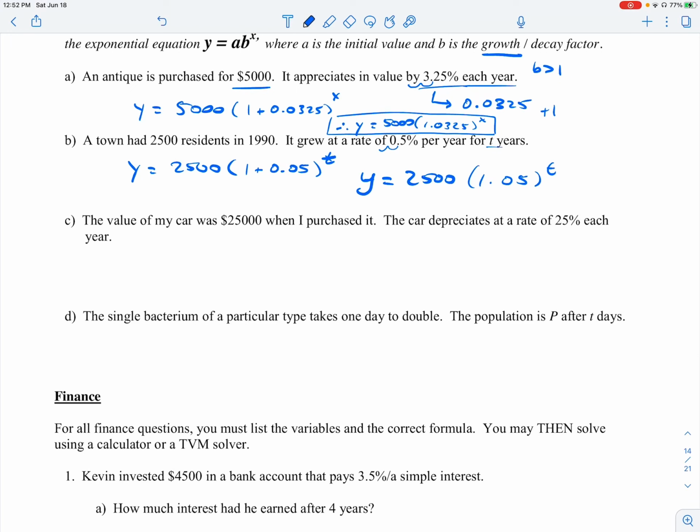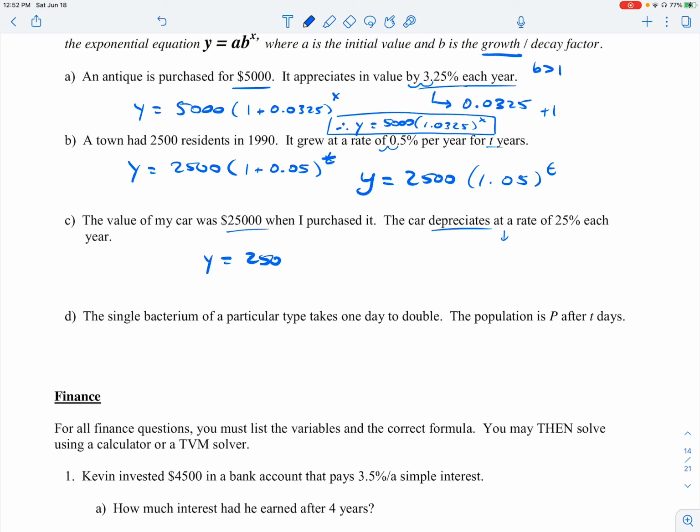Okay, the next one. The value of my car was $25,000 when I purchased it. The car depreciates at a rate of 25% each year. Depreciate means that it goes down. It's not going to be an exponential growth model. It's going to be an exponential decay model.